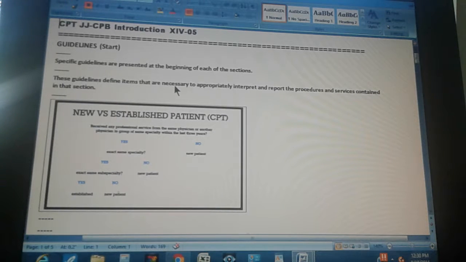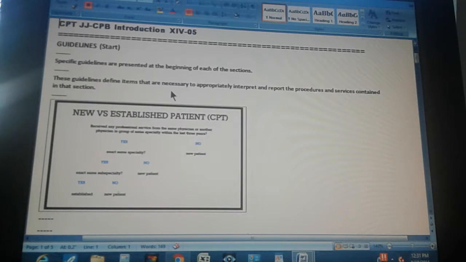So if you are doing a problem in that section and you're not too familiar with the section, then read the guidelines first, because the guidelines are specific for that section. These guidelines define items that are necessary to appropriately interpret and report the procedures and services contained in that section, like how you call things or procedures. So if you are coding something in a particular section, read the guidelines first, okay?